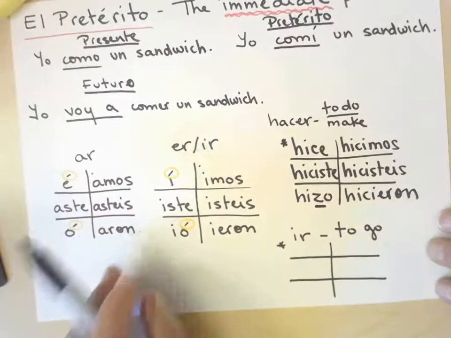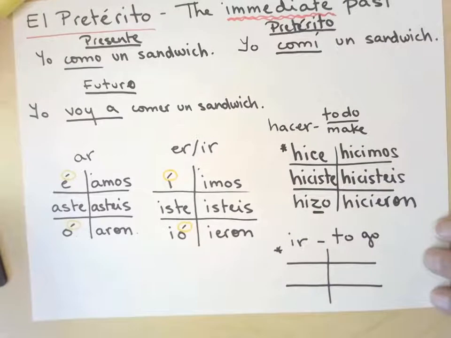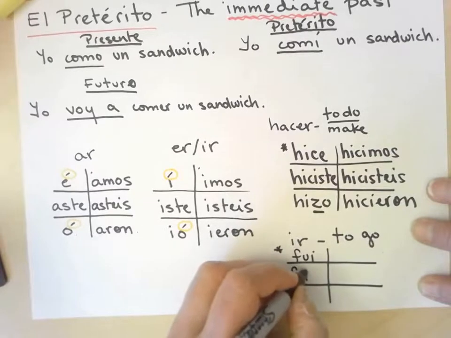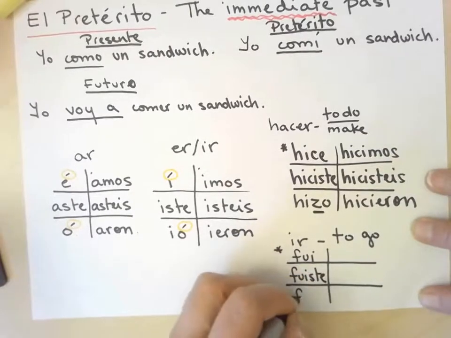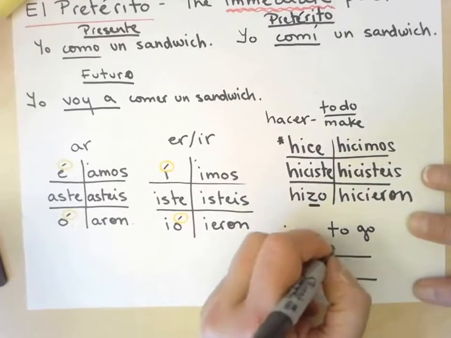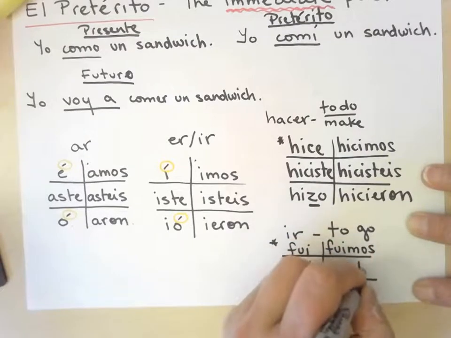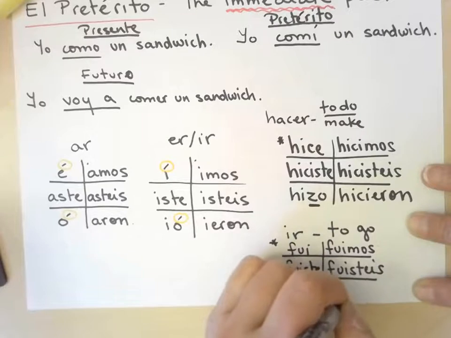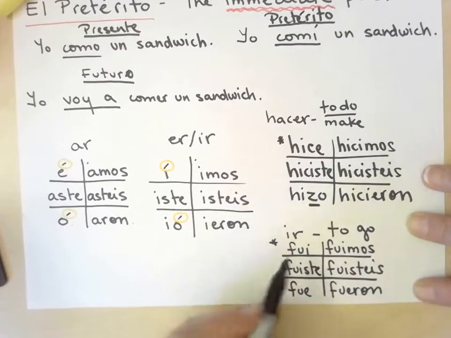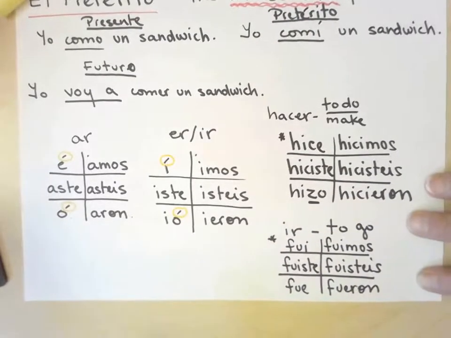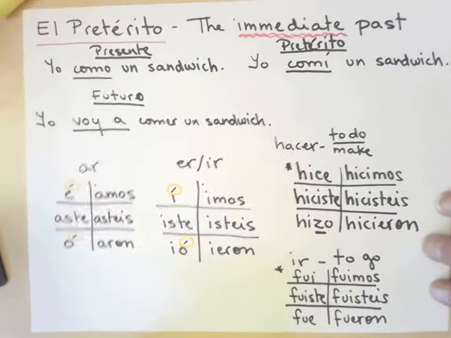Lastly, let's take a look at ir. Ir we use all the time in Espanol. We go everywhere. So, in this case we went. So let's do the past tense. Yo fui, tú fuiste, él y usted fue, nosotros fuimos, vosotros fuisteis, ellos, ellas, ustedes fueron. Okay, I kind of think that sounds funny. Fui. Yo fui, tú fuiste, él fue. Nosotros fuimos, vosotros fuisteis, ellos, ellas, ustedes fueron.